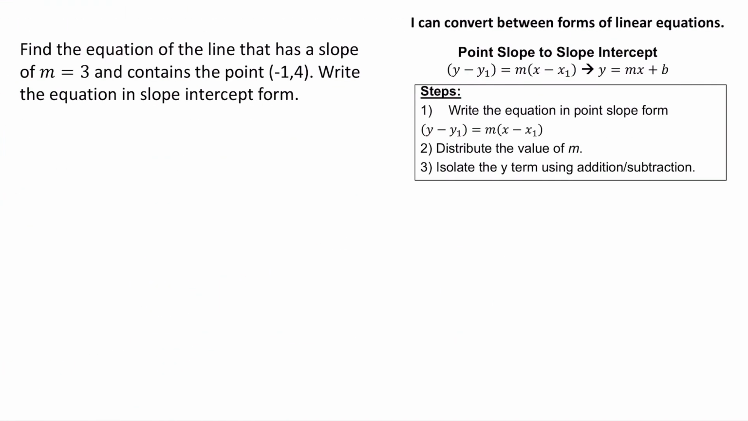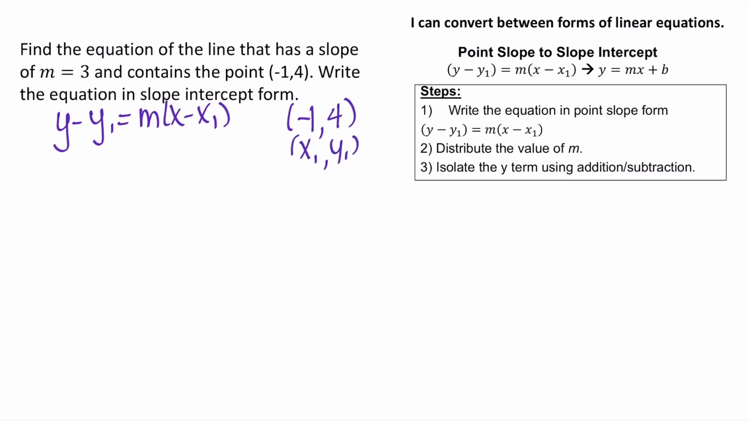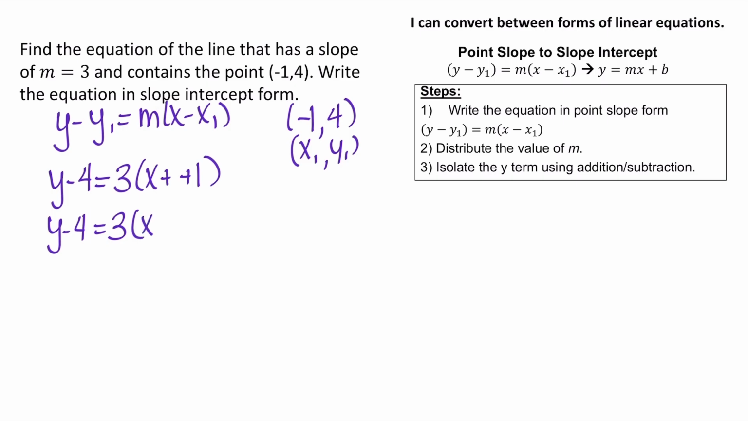So let's try finding the equation of the line that has a slope of m equals 3 and contains the point (negative 1, 4). So we're going to start off with y minus y1 equals m times x minus x1. So from my point (negative 1, 4), I get x1 and y1. So let's plug into this equation. So we get y minus 4 equals m, which is 3, times x minus negative 1. So when I simplify this, I get y minus 4 equals 3 times, minus a negative will become plus, so 3 times x plus 1.